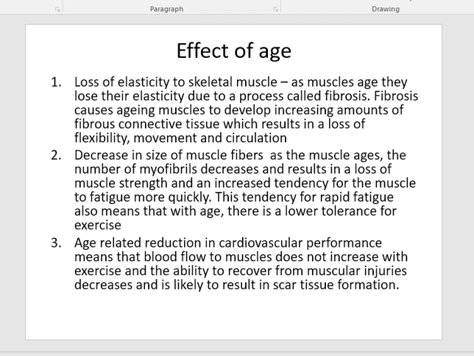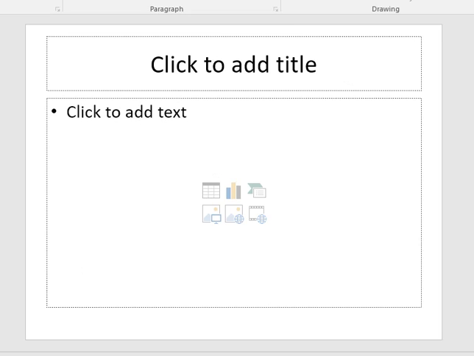fibrous production in this tissue occurs. Okay, this is for the muscular physiology.